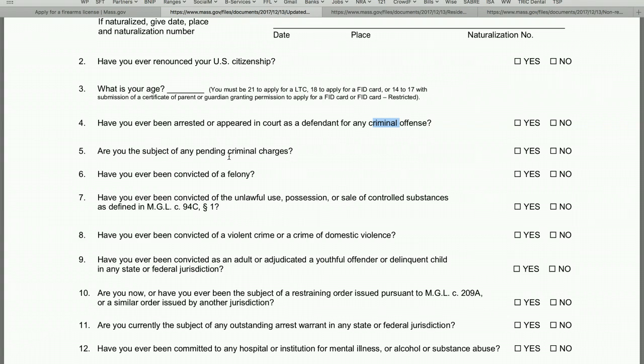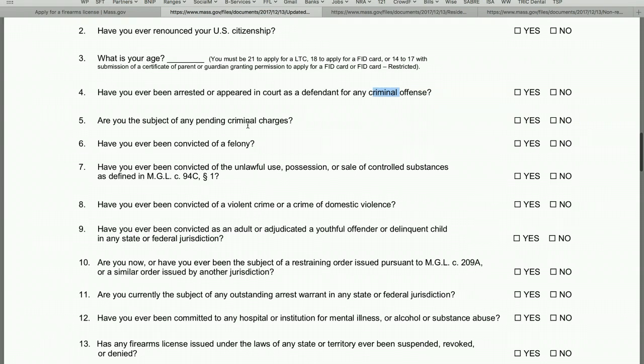Next, are you the subject of any pending criminal charges? That goes without saying. If you're currently going to trial and people are trying to accuse you of something and you haven't beaten the case yet, then you're not able to apply for your license to carry. That's why they're asking this question. Obviously, if you're going to court and you have criminal charges, it does look negatively against you, so they're not going to let you do that. So get that court case cleared up, beat the case, and then you can go ahead and apply for a license to carry.